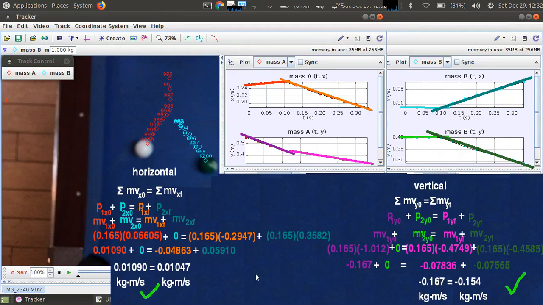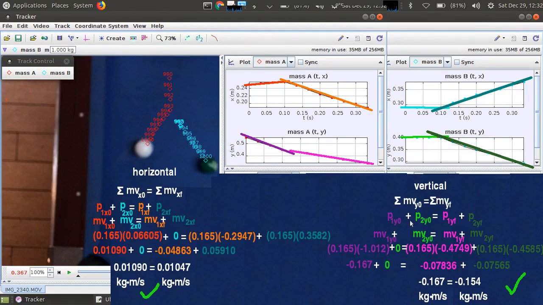What we see is that momentum does appear to be conserved if you look at each dimension separately. Very close numbers in the horizontal dimension before and after. A little bit farther off in the vertical dimension. There are some errors here, assuming both balls had the average mass of a pool ball. Sometimes a cue ball is heavier.